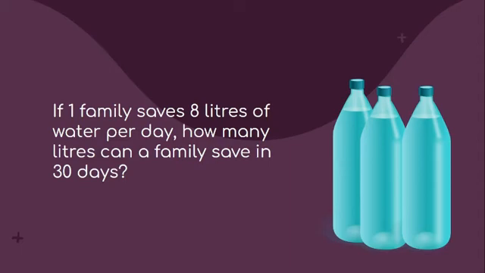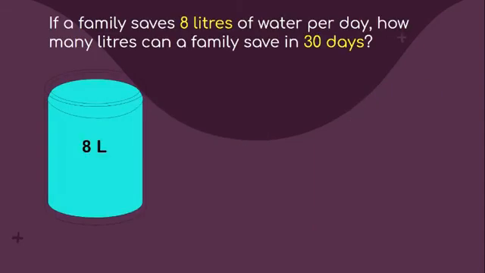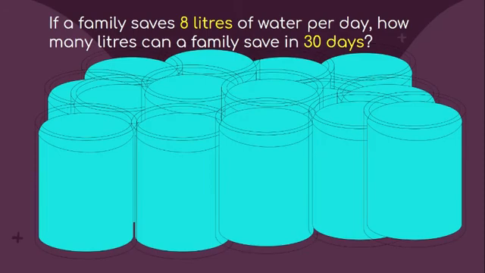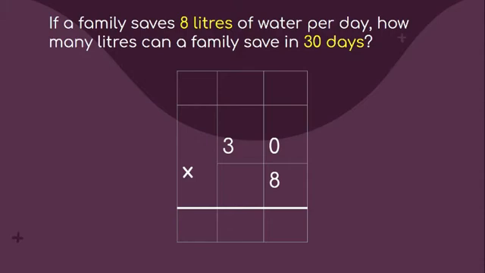If a family saves 8 liters of water per day, how many liters can a family save in 30 days? So 8 liters per day. Now 8 liters every day for 30 days. Imagine the amount of water. Then again, doing repeated addition is not a good idea. So let's go straight up to the operation. We need to multiply 30 times 8.